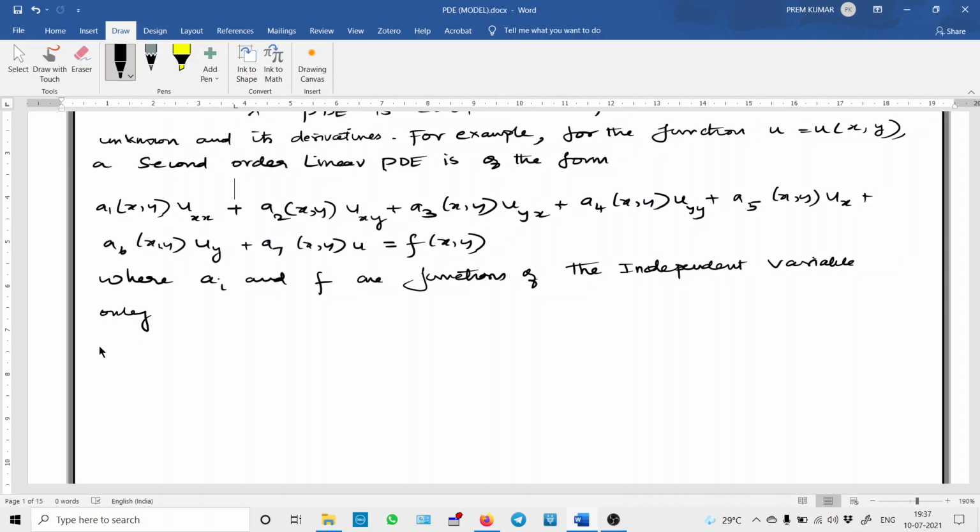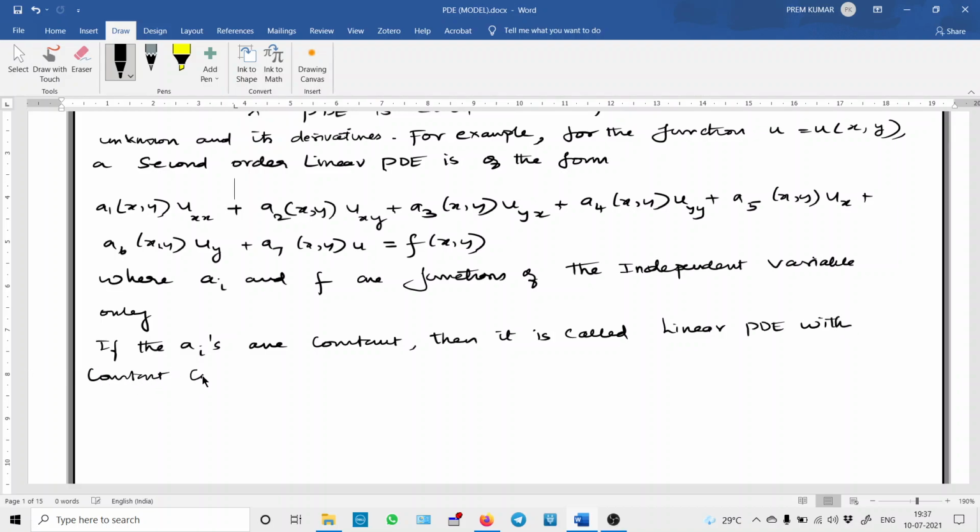And what happens if the ai's are constant? If the coefficients, as we call them, the ai's, are constant, then what is the name of the differential equation? Then it is called a second order linear partial differential equation with constant coefficients.